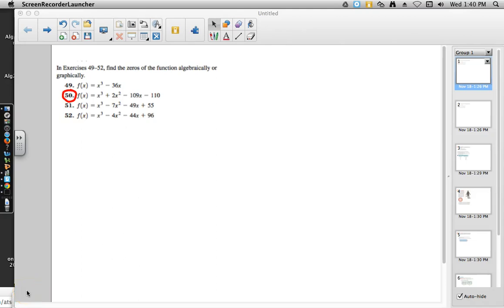These are the frequently asked questions for pre-calculus for section 2.3, day 3. Starting with number 50, it says find the zeros of the function algebraically or graphically.